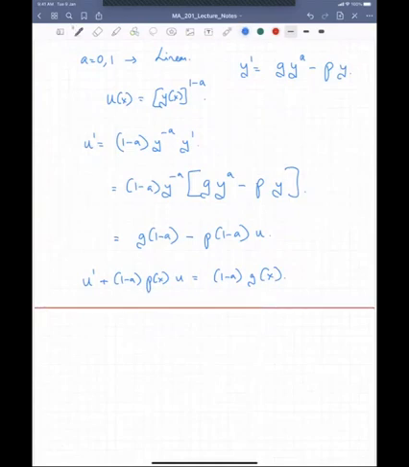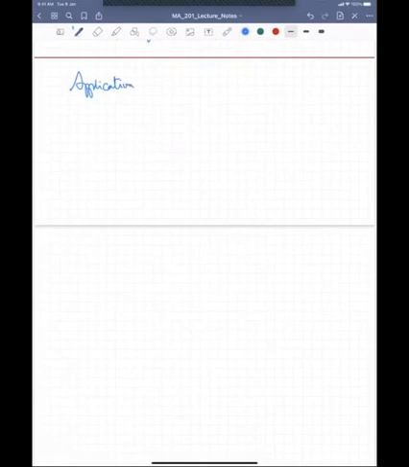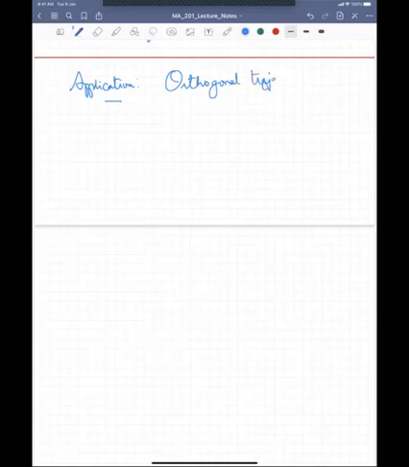So before I close for today, let me say a few words about the last topic, which is really an application of ODEs. And this has to do with what are called orthogonal trajectories.